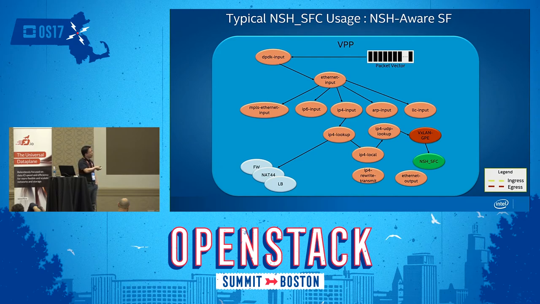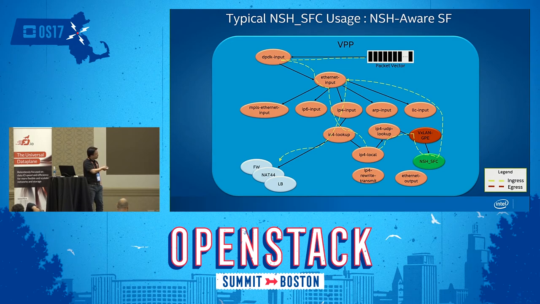So in order to do that, we collocate NSH-SFC, which is configured as a proxy, with the legacy server functions. So basically, when a packet comes in, the packet goes through the graph node in VPP, the layer 2, layer 3, layer 4, and then goes to the VXLAN GP graph node to do decapsulation. And the decapsulated packet will be sent to NSH-SFC, actually to strip off the NSH header.